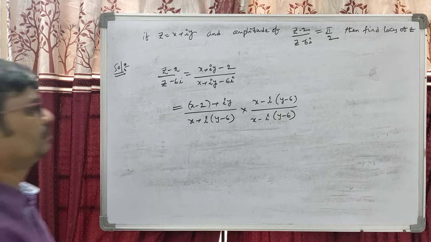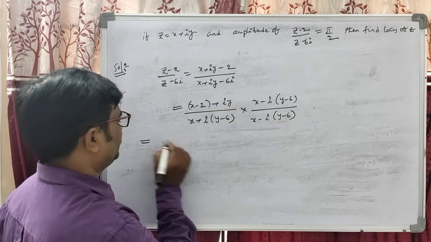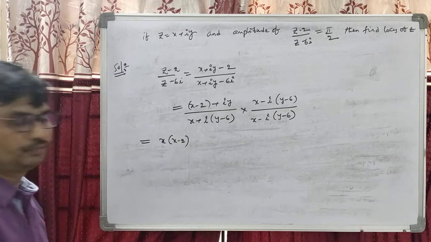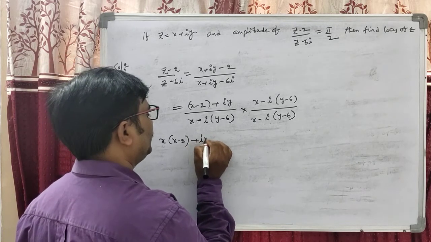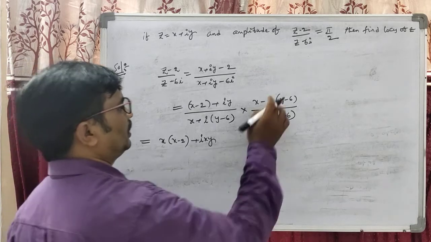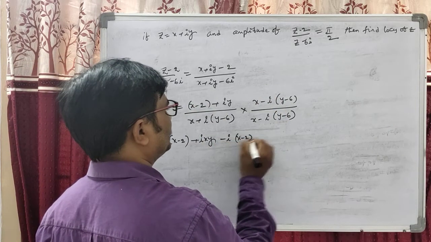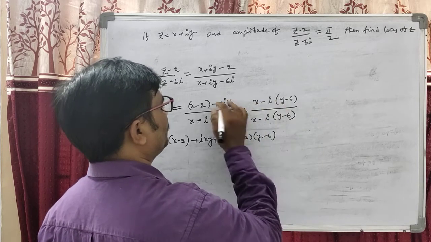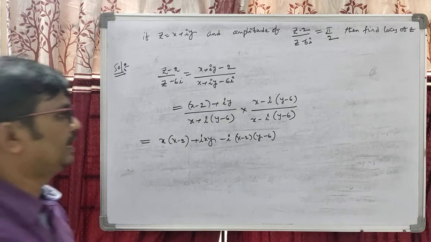So students, how can you write this? First we have to multiply with the conjugate. x into (x minus 2). After that this is i into xy. Then now this is minus i into (x minus 2) into (y minus 6). i squared value is minus 1. What is it, students? i squared value is minus 1.